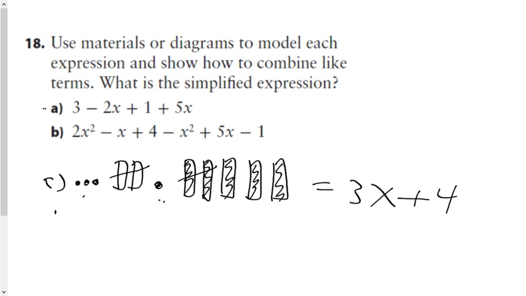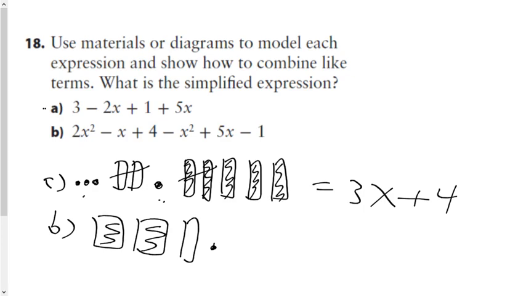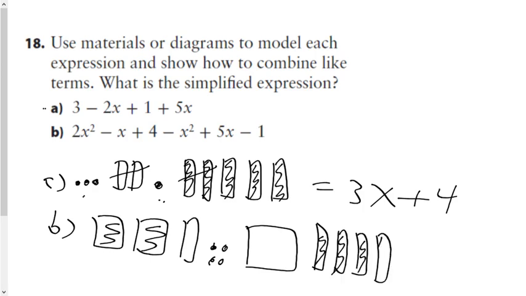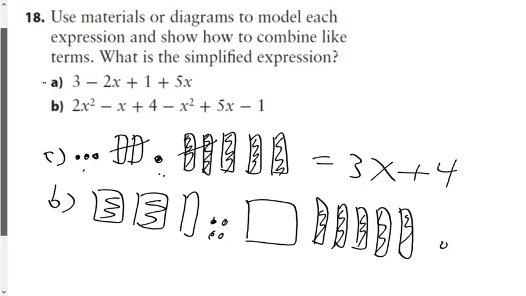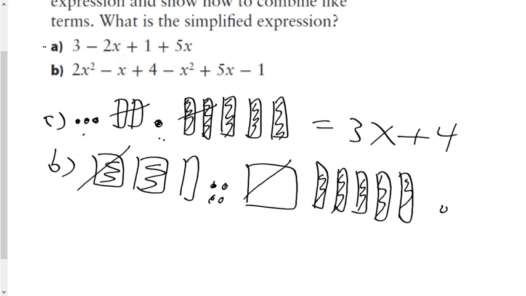For B, 2x squareds, a negative x, a positive 4, a negative x squared, a positive 5x. And a negative 1. There's our picture. When I can make my 0 pairs, I'm going to take one of these and one of these, cancel it out, leaving me with just an x squared left over. One of these and one of these makes 4 x's left over. And one of these and one of these makes a plus 3 for my constant. So the solution to B would be x squared plus 4x plus 3.